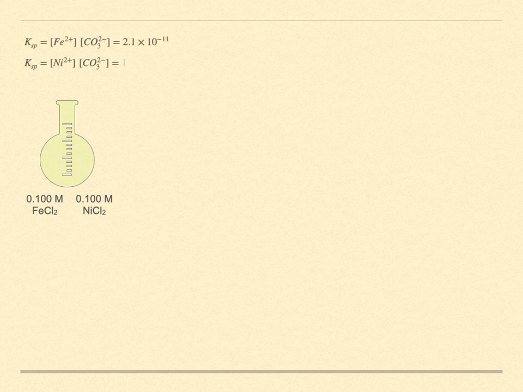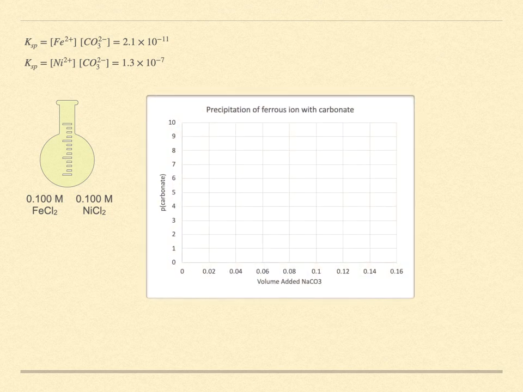If we look up the carbonate ion, we see that it forms a sparingly soluble species with both of these ions. The KSP for iron 2+ is still 2.1 × 10^-11, while that for nickel 2+ is 1.3 × 10^-7. Here again is a graph of the P function of the carbonate concentration.